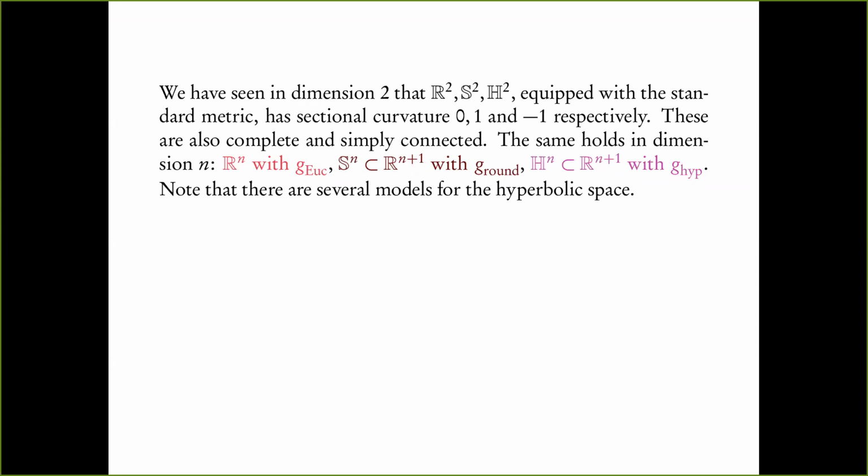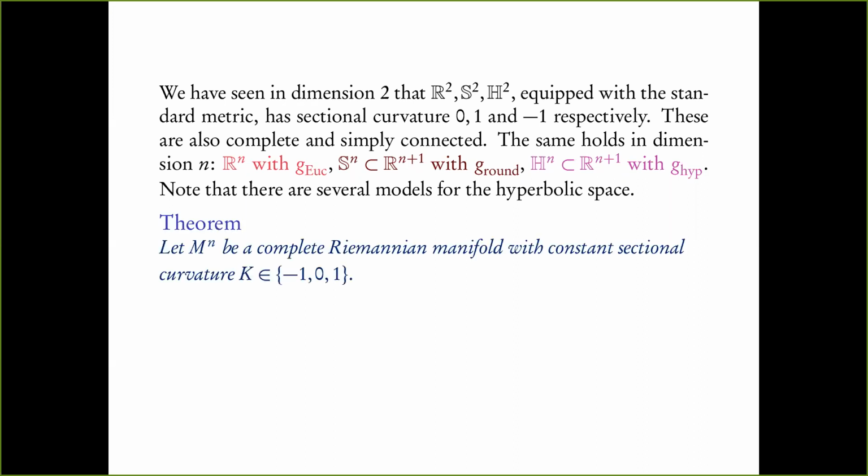There's a ball model corresponding to the disk model, and then there's a hyperboloid model, which is probably the model more familiar to the physicists, because you have these Lorentzian group of isometries and so on. So there are several models for the hyperbolic space. They're all models of a complete simply connected manifold with constant curvature -1, constant sectional curvature -1. Okay? So here's the theorem. The theorem says you start with any complete Riemannian manifold with constant sectional curvature k, which is either -1, 0, or 1. Okay.